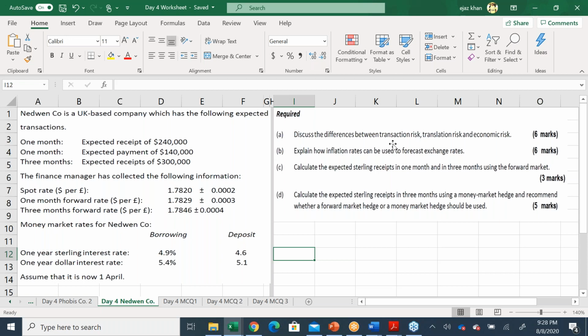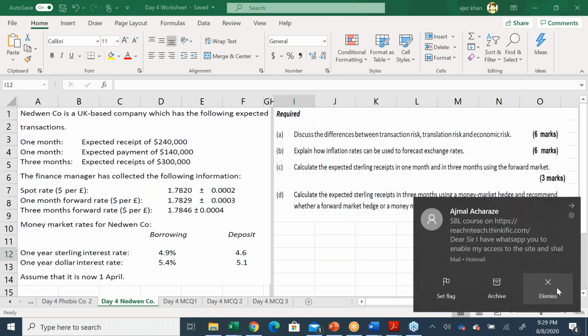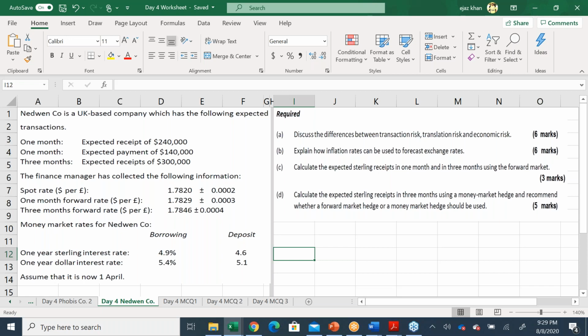The last is the economic risk. Economic risk is a long-term risk. It is a risk that a company may lose the value of its foreign subsidiary or foreign investment because of exchange rate movement due to relative poor performance or good performance of the two countries.